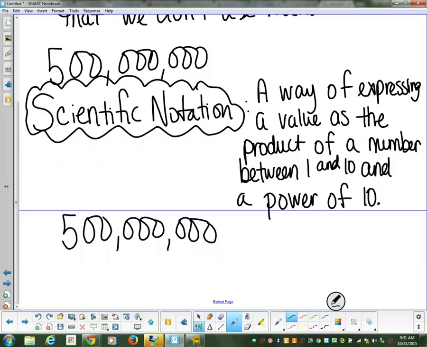Alright, so we have this number, 500 million, and there's a lot of zeros after it. Alright, and so we don't want to have to write this number out every single time that we're talking about really big numbers. So what we do is we turn this into an easier way to express it. And so it says that it is written as a value as the product of a number between 1 and 10. Alright, so is this 500 between 1 and 10? No. Okay, so we can't start there. How about here? Is that between 1 and 10? No. How about here?